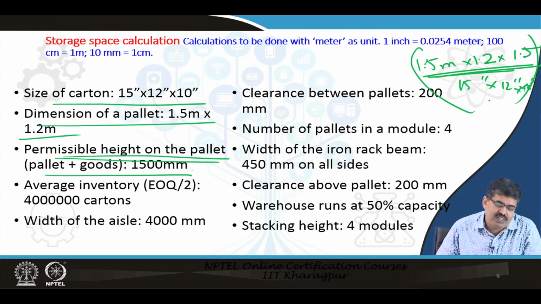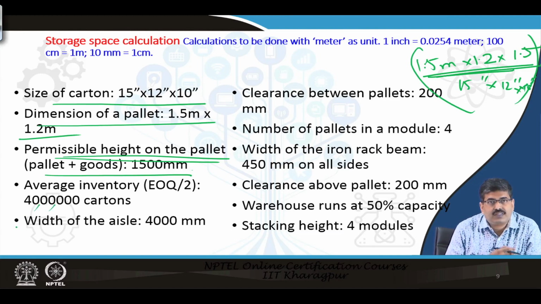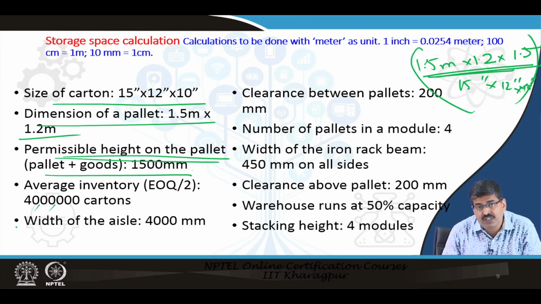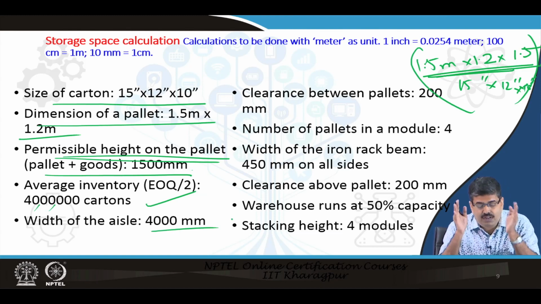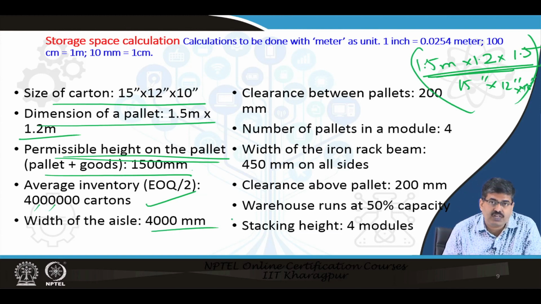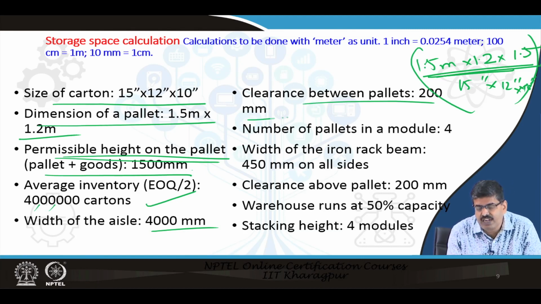Now, average inventory is 40 lakh cartons. So, how much space should you have in the warehouse? 80 lakh worth of space minimum, because that is average. It will reach a maximum, right. So, average is EOQ by 2. So, 40 lakhs you will have to move to 80 lakhs. Width of the aisle 4000 millimeters. So, all this you will have to convert into a common unit. Clearance between the pallets 200 millimeter.